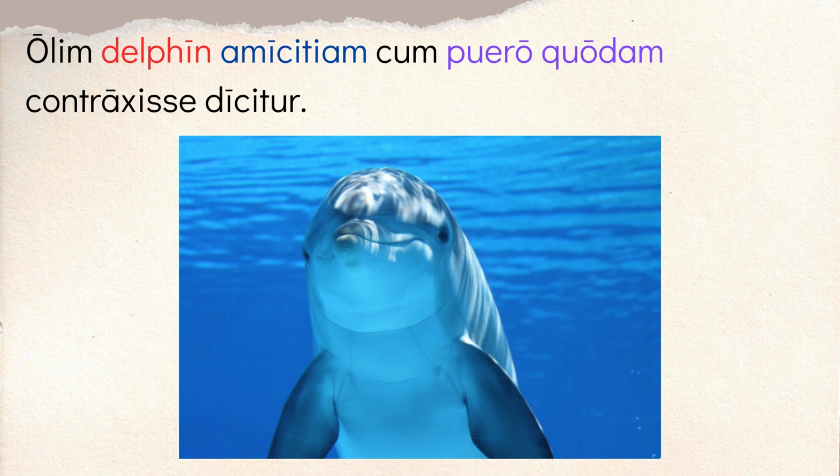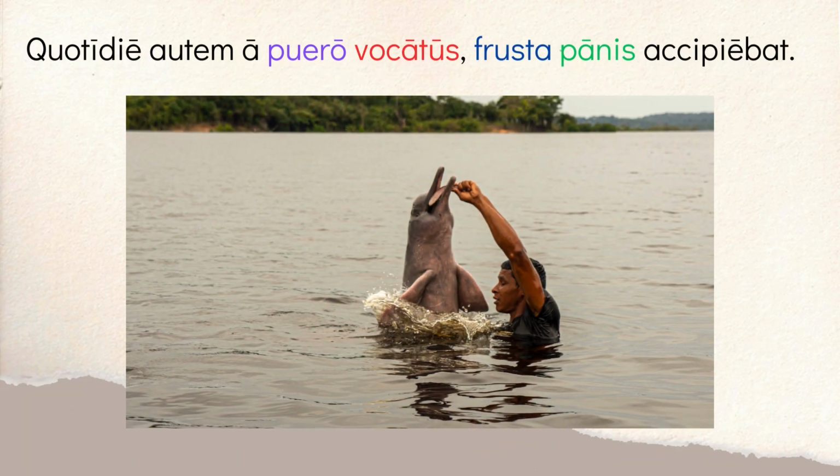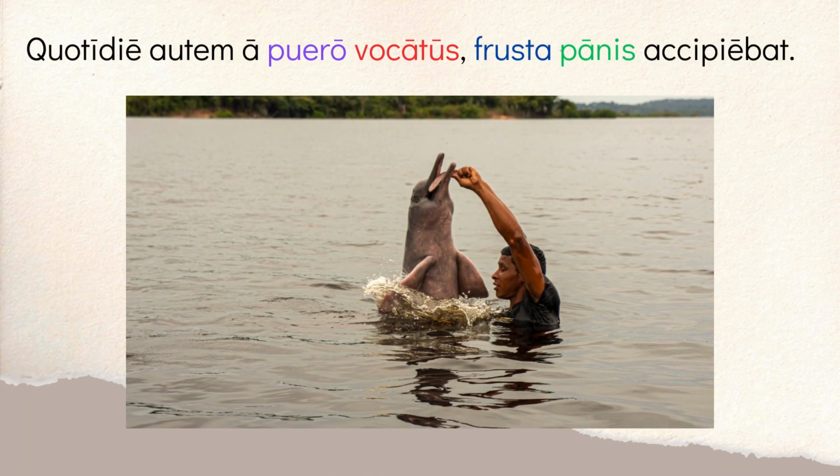Contraxisse there. You have the pluperfect. So you want to think of probably "is said to have formed" is kind of a good way to do it, because it's going with amicitiam, right? To have formed a friendship with a certain boy, cum puero quodam, right? So with a certain boy, a dolphin became friends with him, right? So we're already kind of off into a little weird start.